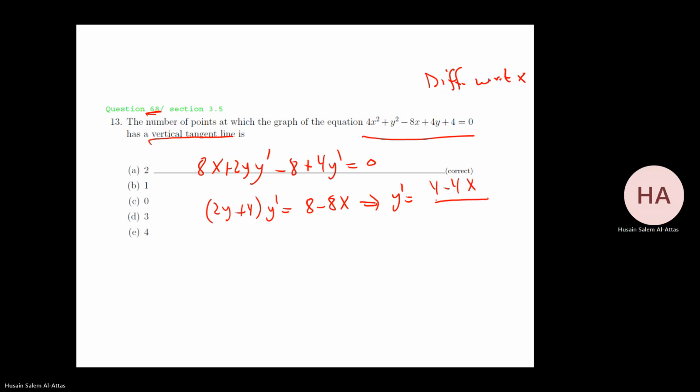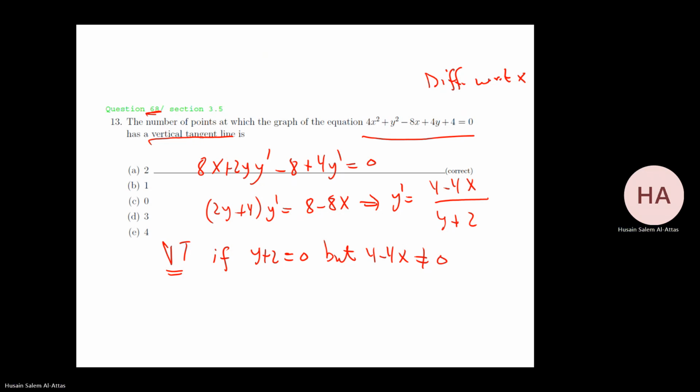over y plus 2. Now, when will I have a vertical tangent? Vertical tangent, if the denominator is equal to 0, the opposite of the horizontal tangent, but the numerator not equal to 0. The other way, because I want this to go to infinity, as a limit.